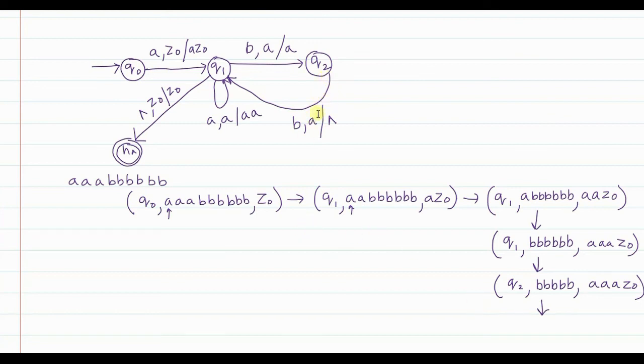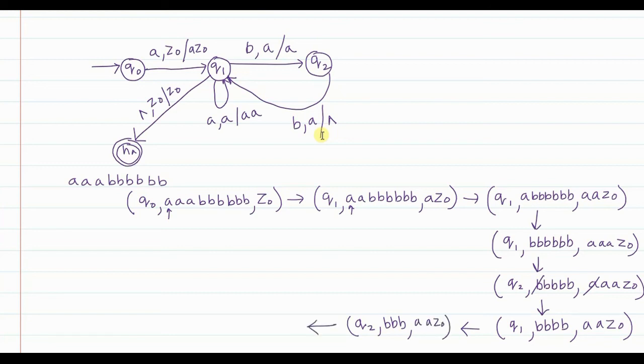In Q2, when the second B in the pair is encountered, you are going to cancel this B with an A and move to Q1 state. So what remains to be read will be just 4 B's, and the stack will contain 2 A's and Z0. Fine. Again in Q1, when the first B is encountered, you will go to Q2. What remains to be read will be 3 B's, and since you have ignored that B, the stack just contains AA Z0.